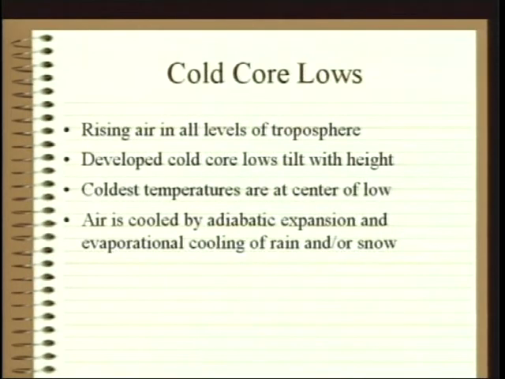With a cold core low, there's rising air in all levels of the troposphere. A cold core low tilts with height, especially in its developing stages. The coldest temperatures are at the center of the low, since it has its lowest heights aloft near the center. And air is cooled in this type of low by adiabatic expansion, and also evaporation from precipitation cools the air.